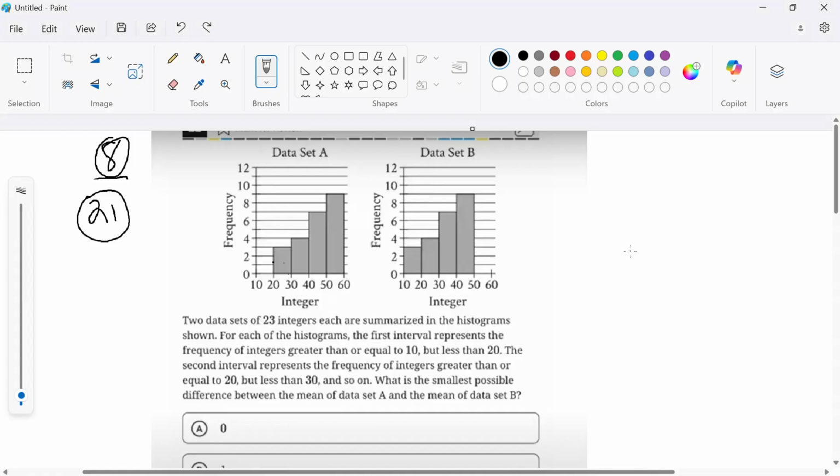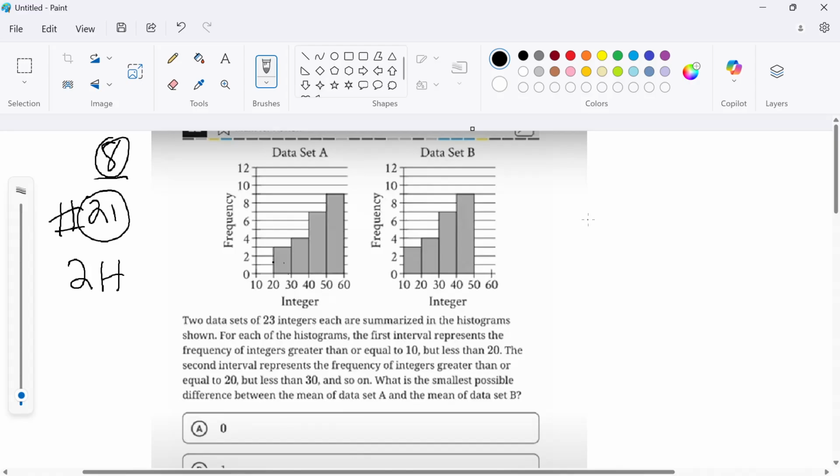This is Digital SAT Practice Test 8 Math, Module 2 Hard. I'll write that over here. It's Module 2 Hard, Question number 21. I will follow the steps to work an SAT math question.